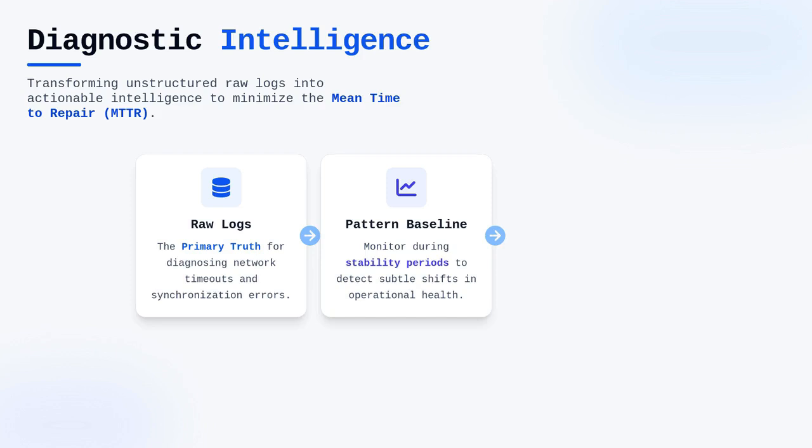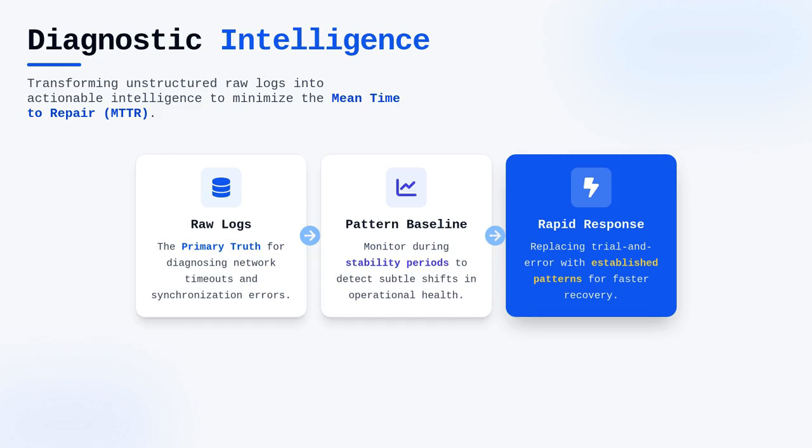Consistently monitoring the output of these logs, even during periods of stability, helps train your eye to detect subtle shifts in the vault's operational health. This rigorous practice ensures that when a genuine failure occurs, your incident response will be guided by established patterns rather than trial and error debugging.